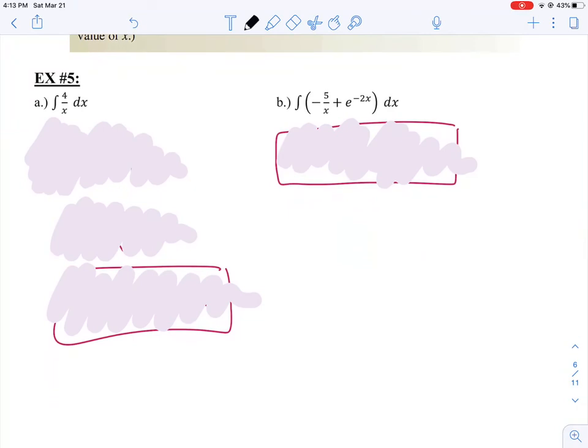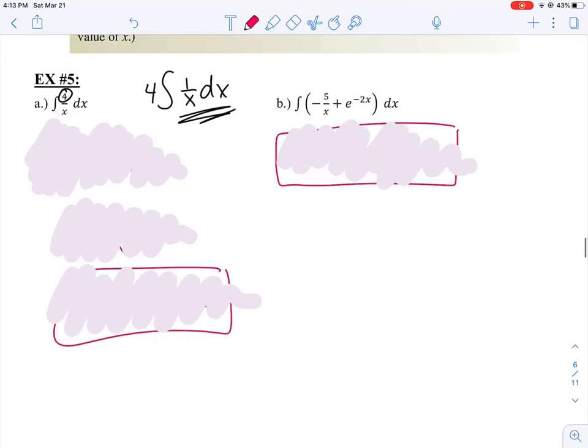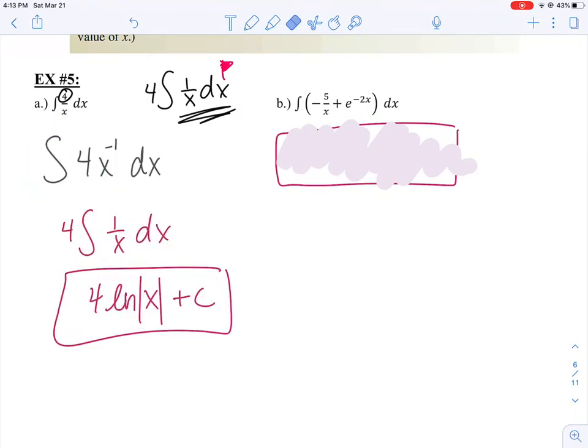Okay, so look at example number 5 with me. If I have 4 over x, you could think of this as just a number and bring that 4 out in front, leaving me with a 1 over x. Oh, and there should be my red flag. Oh, how about pink flag? My pink flag that the antiderivative of 1 over x is not power rule. It's really natural log of x. I have the 4 in the front. The antiderivative of 1 over x is natural log of x plus c.